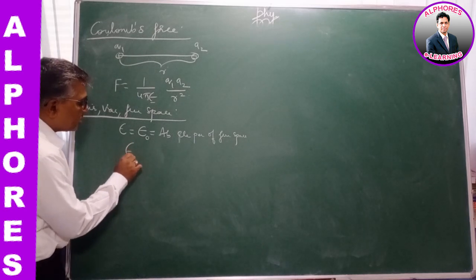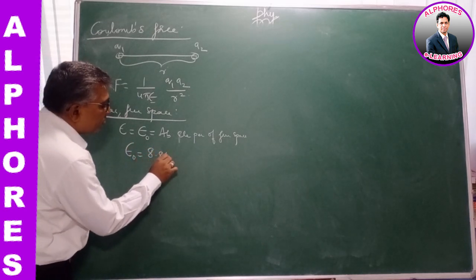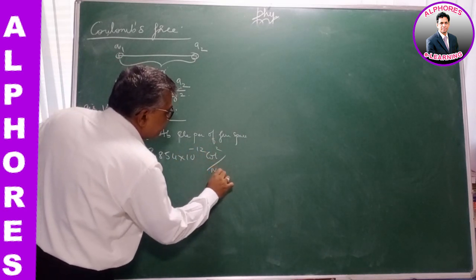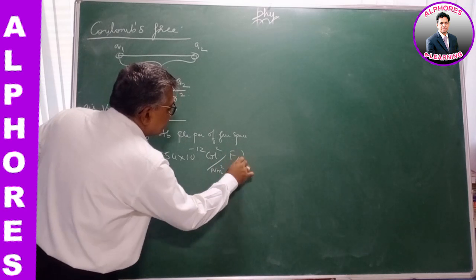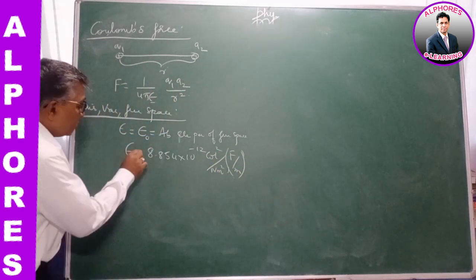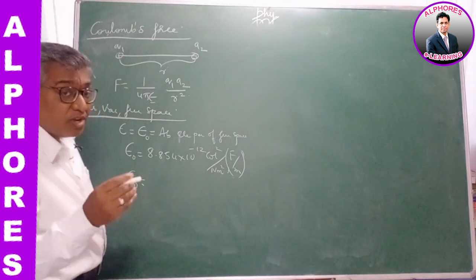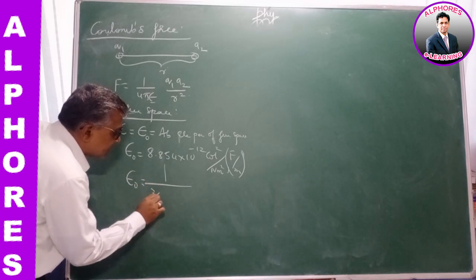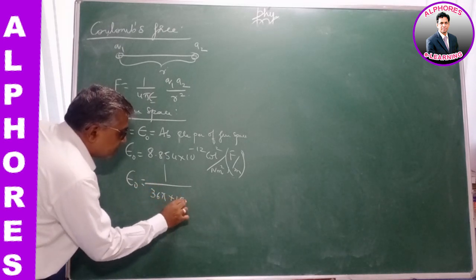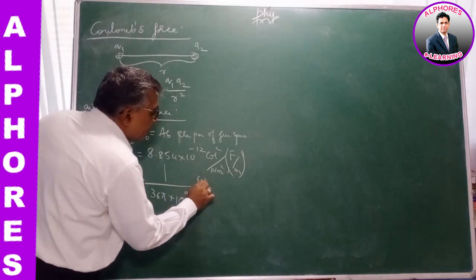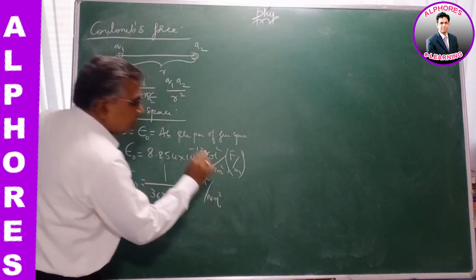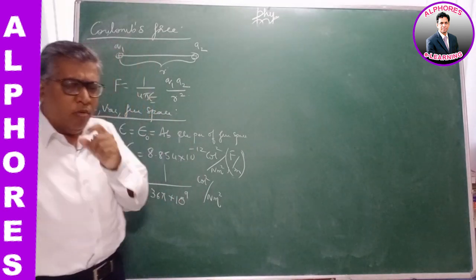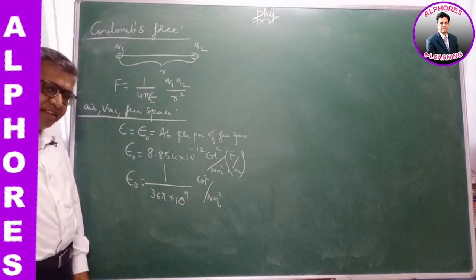You know, the value of epsilon naught was determined as 8.854 into 10 power minus 12 Coulomb square per Newton meter square, or Farad per meter. The units are Farad per meter. While solving problems, instead of using this value, better use 1 by 36 pi into 10 power 9 Coulomb square per Newton meter square. Epsilon naught, the absolute electrical permittivity of free space, is given as this value.